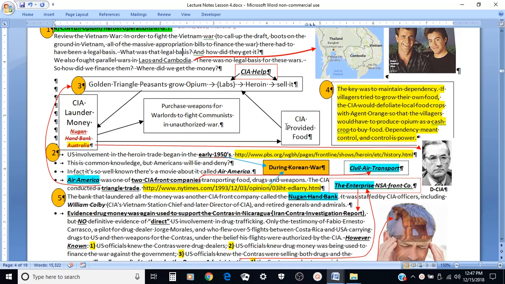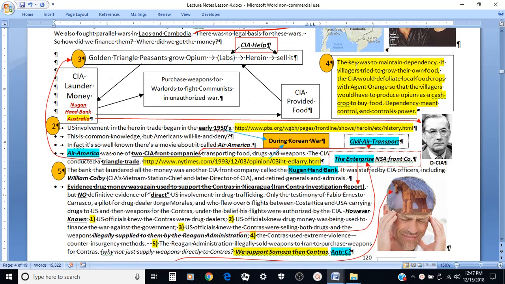All right. Now, the key to maintaining power was to maintain dependency. If villagers tried to grow their own food, the CIA would defoliate local crops with Agent Orange, so that the villagers were forced to produce opium as a cash crop to buy food. Right. So that forced them to grow opium. Dependency meant control, and control is power.